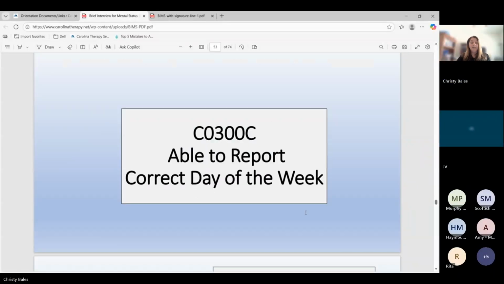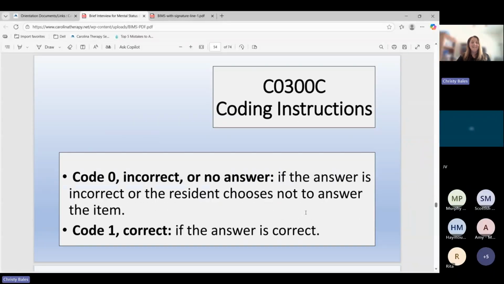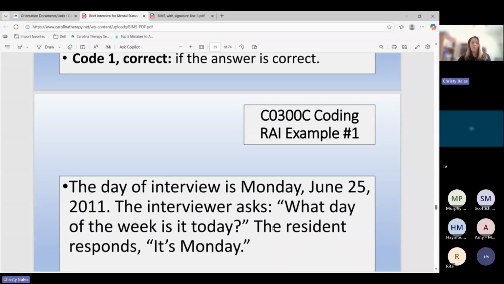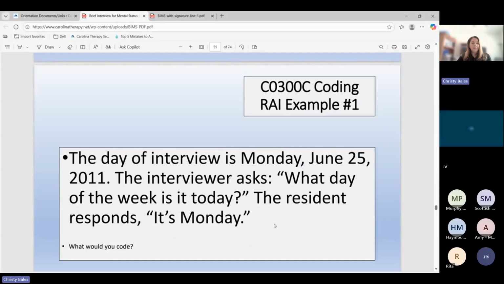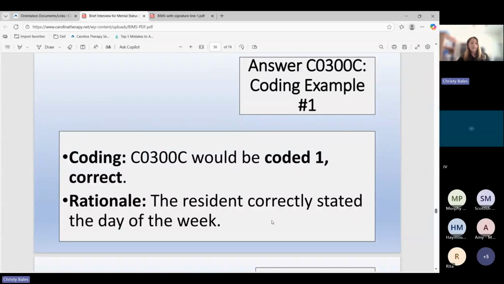All right, day of the week coding instructions. 0, incorrect or no answer, if the answer is incorrect or the resident chooses not to answer the item, and code 1 if the answer is correct. So the example is, the day of the interview is Monday, June 25th, 2011. The interviewer asks, what day of the week is it today? The resident responds, it's Monday. What would you code it? Ding, ding, ding. You would code it 1 because it is correct.